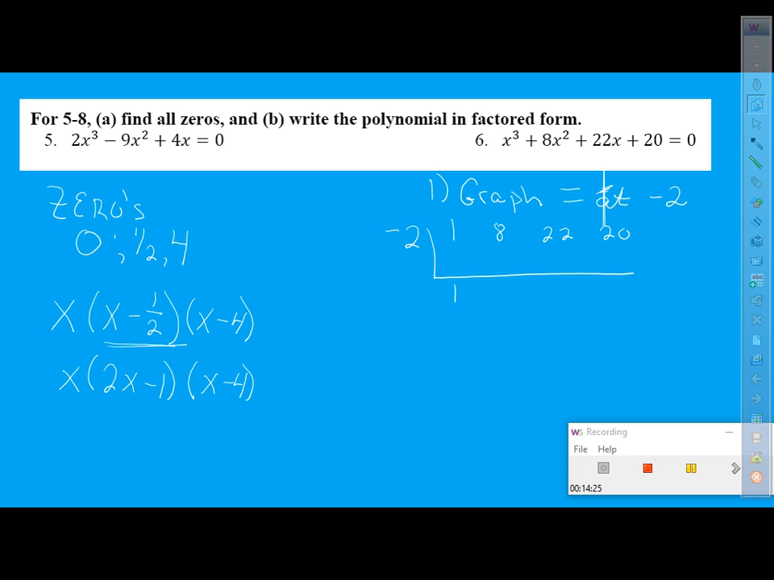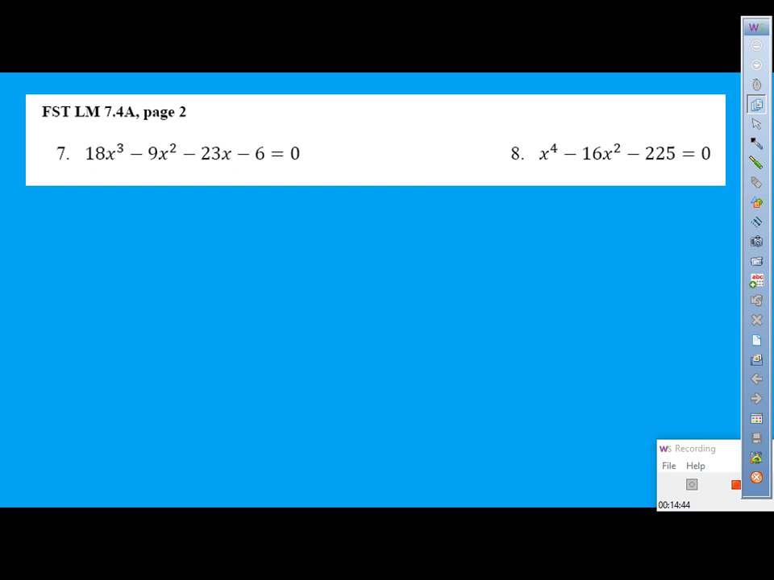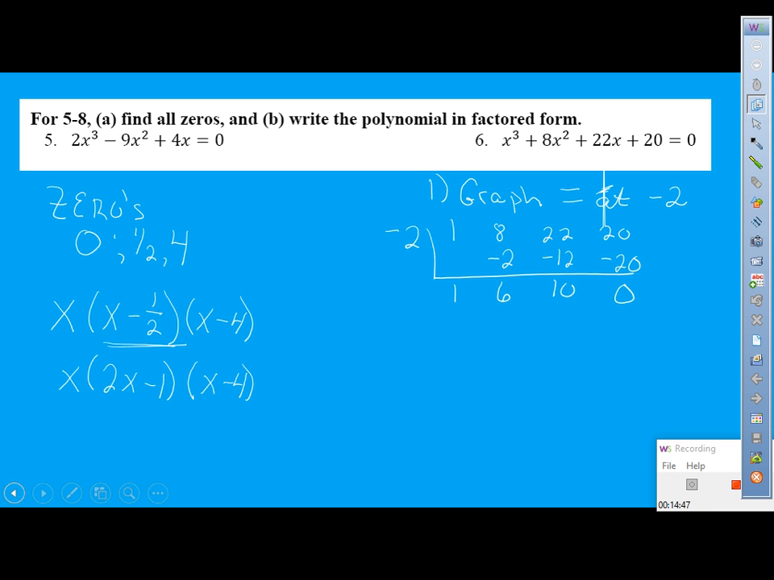So bring down your 1. -2 times 1 is -2, which leaves me a 6. -2 times 6 is -12, which leaves me a 10. -2 times 10 is -20, which leaves me a 0. That's good news for us. At this moment, I have this polynomial to work with, x squared plus 6x plus 10.